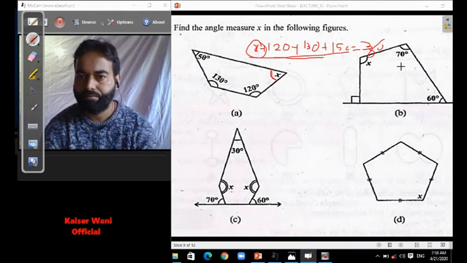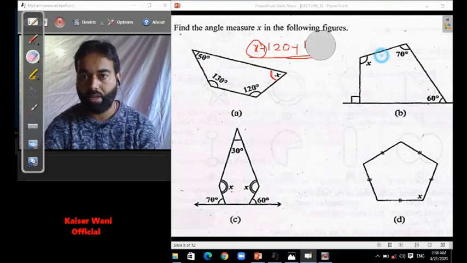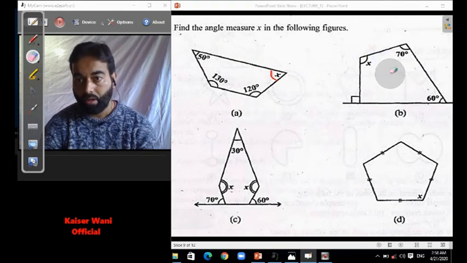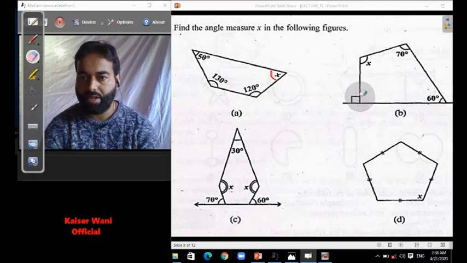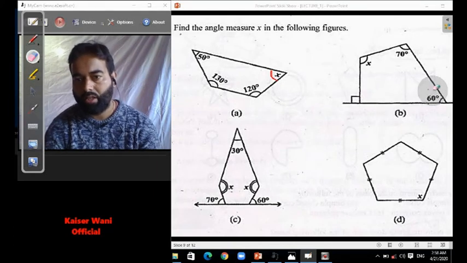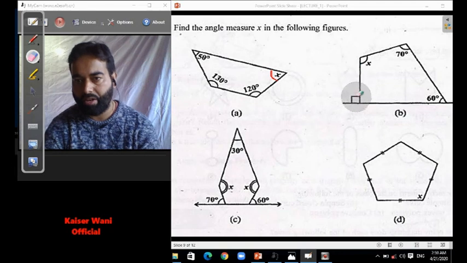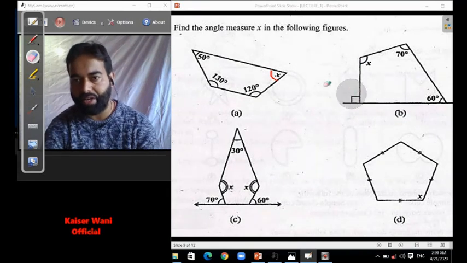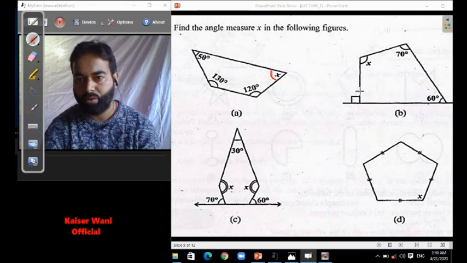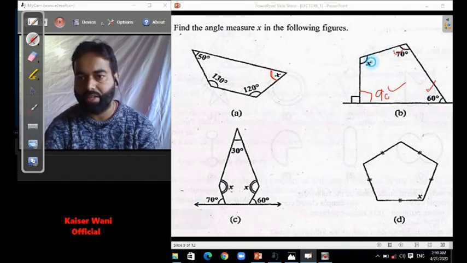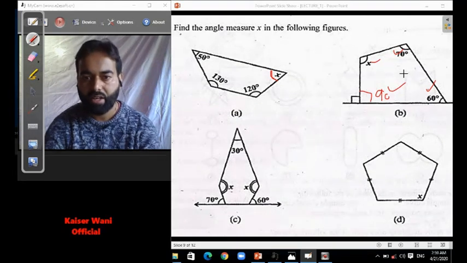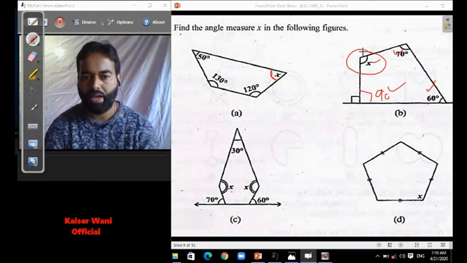And likewise here, in the next, we have angles 70, 60, and this is x. One angle is not given also, because when we draw a perpendicular here, it is 90, so the internal angle also will be 90. So it is not given, but it is also 90 degrees. So we can easily calculate: 90 plus 60 plus 70 plus x is equal to 360. Then we can easily calculate the value of x.